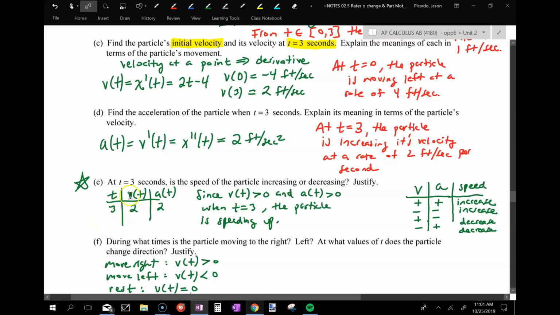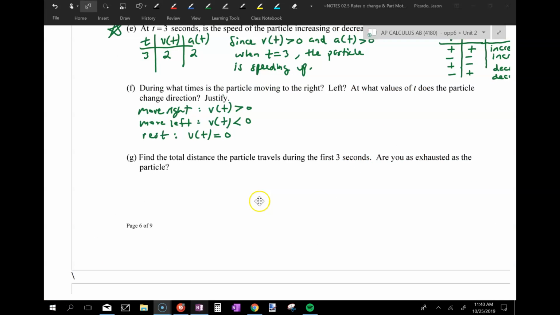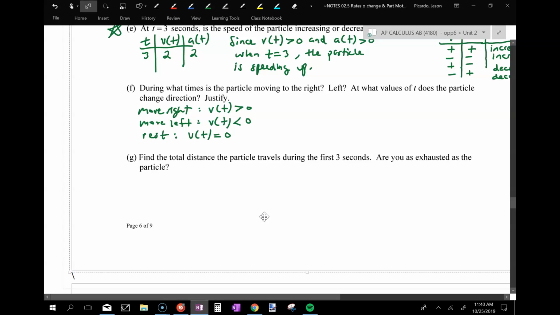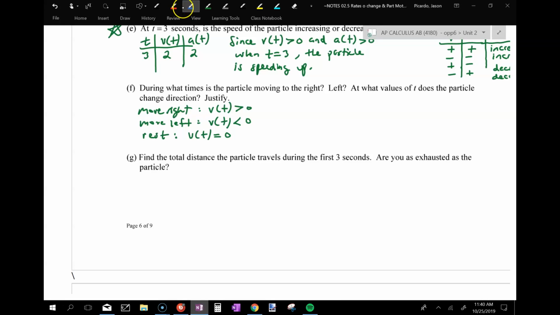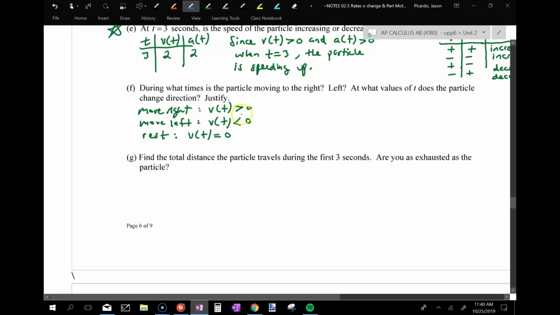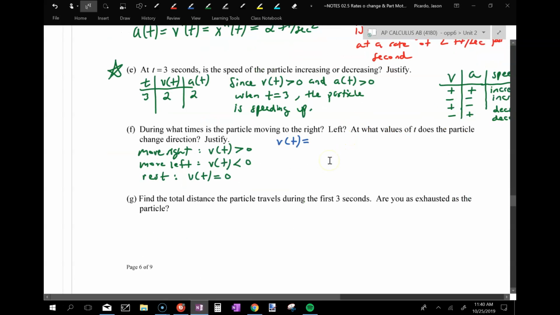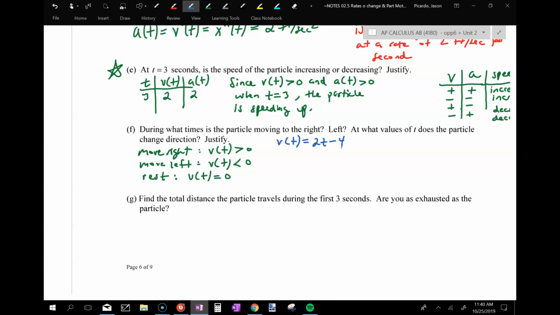All right, so before we were so rudely interrupted by the lunch, I know. We got ourselves to this point, right? And what we said was that the velocity was this function 2t minus 4. And I asked you guys, could you graph that if I asked you to graph it?